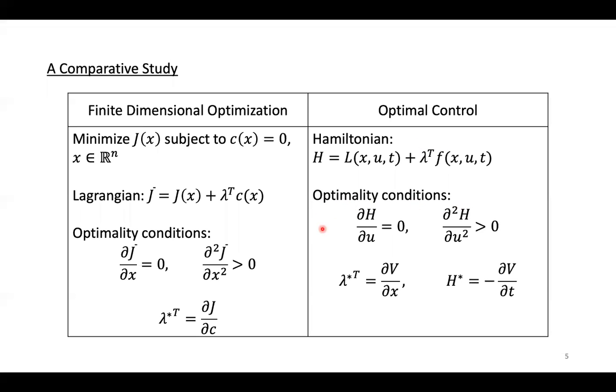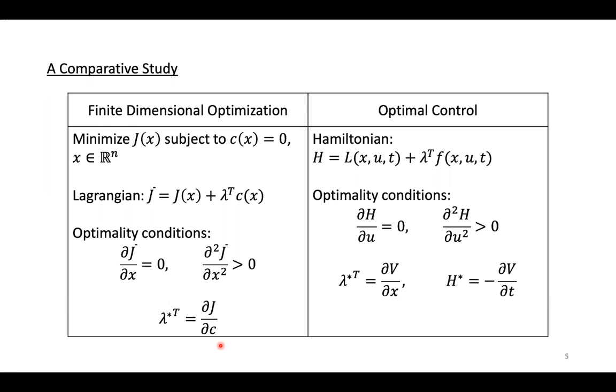Instead of the Lagrangian, you are trying to minimize the Hamiltonian, which is why you take the derivative of the Hamiltonian with regards to u equal to 0, and the second order derivative of the Hamiltonian with regards to u greater than 0. Again, the co-state here represents the sensitivity of the value function with regards to the state, which is exactly what its counterpart in finite dimensional optimization does in a similar fashion. This is a comparative study I wanted to mention because I think it's very interesting, and it could be one of the potential research directions that one might take, which very few have actually explored.